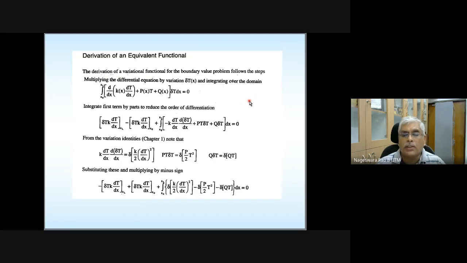So this k naught times derivative of t with respect to x can be written like this. K L times derivative of t with respect to x can be written like this. So substituting these two terms at x is equal to 0 and x is equal to L can be simplified in this manner.